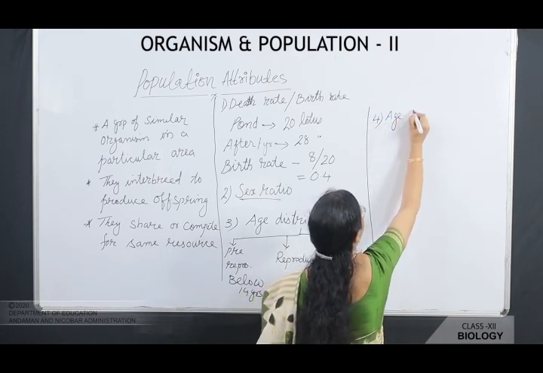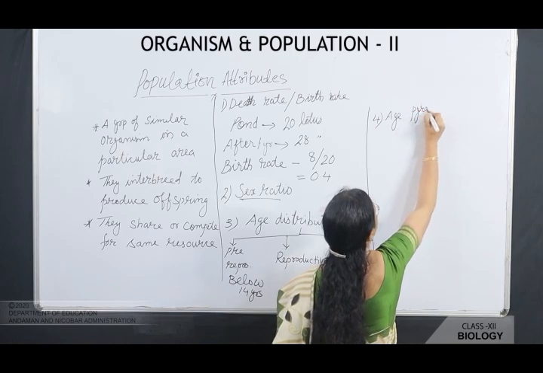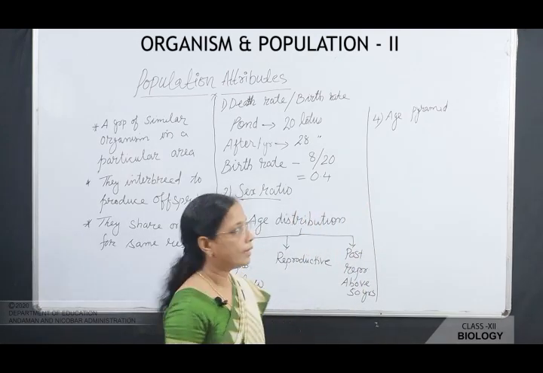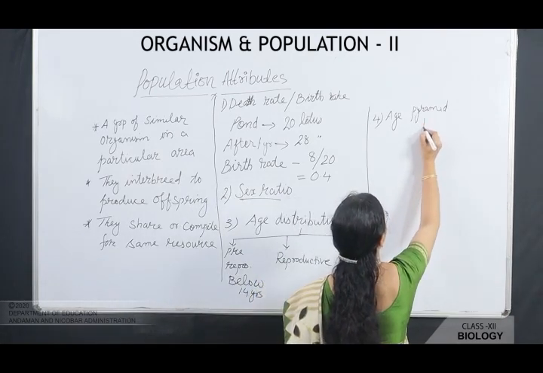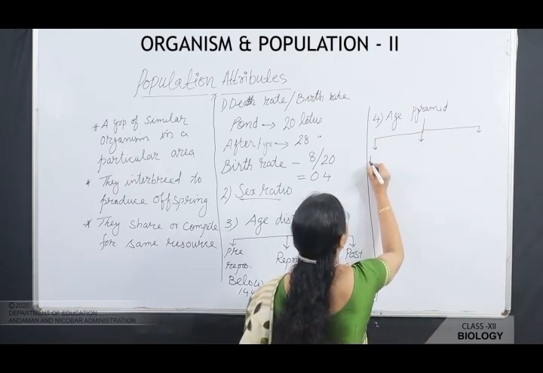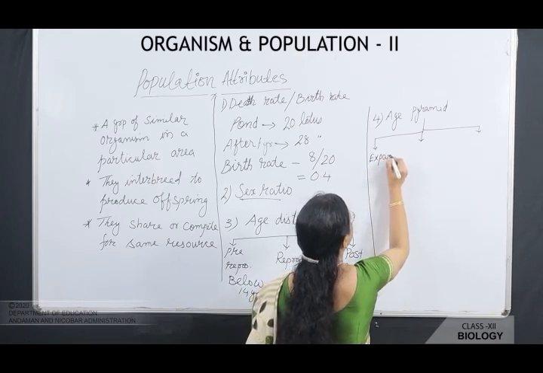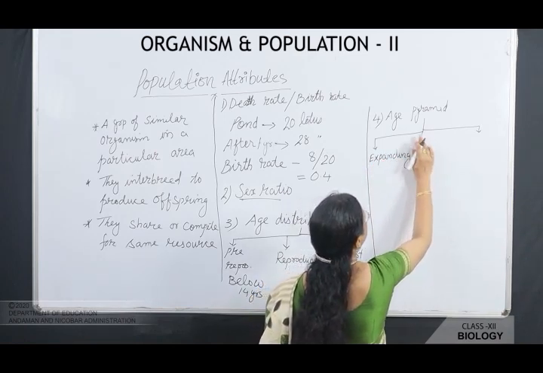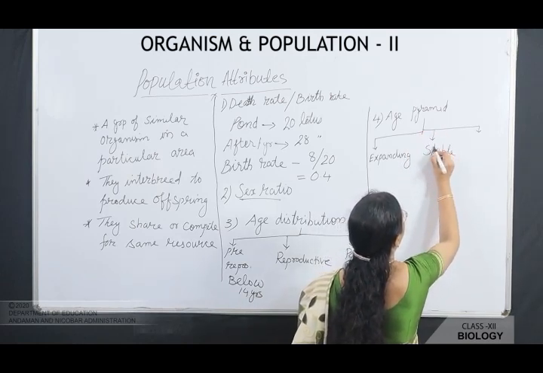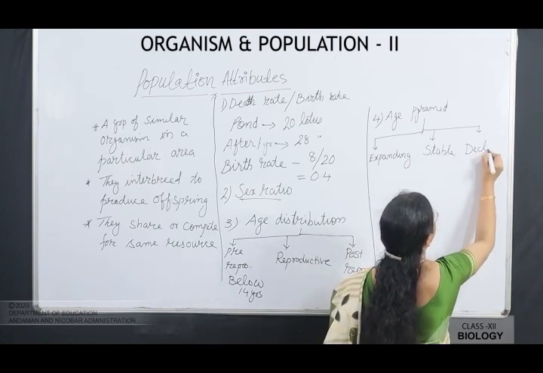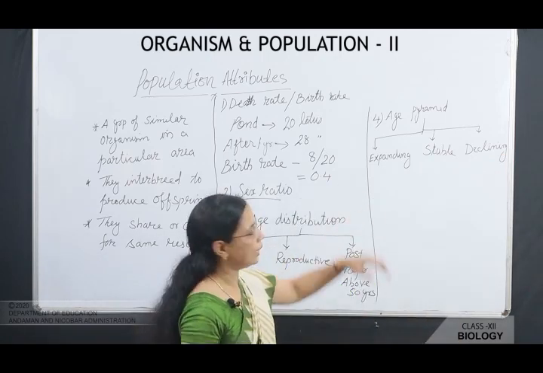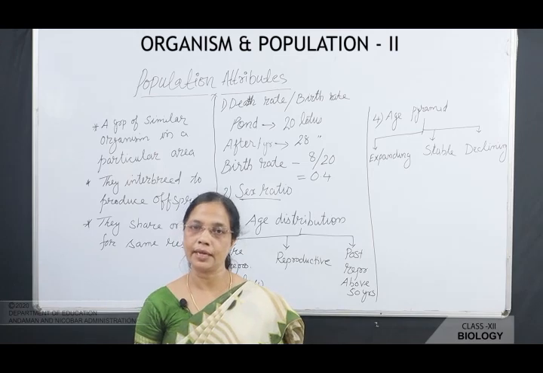Again, this age pyramid is divided into three: expanding, next is stable, and third one is declining. So these are the three age pyramids. We'll study these things with the help of clippings.